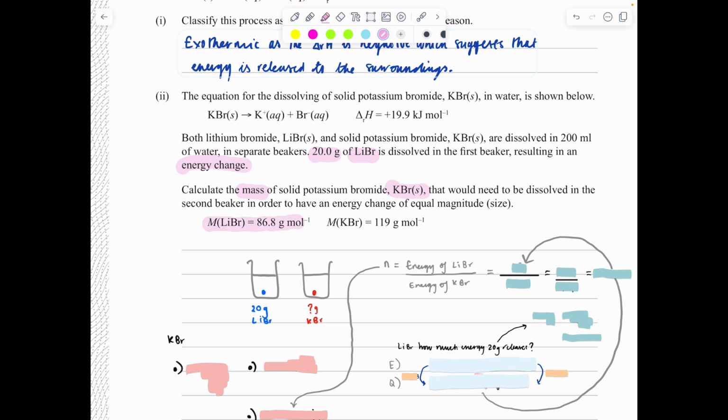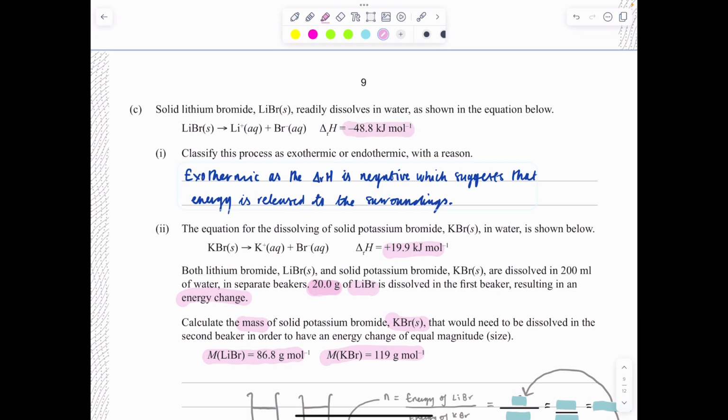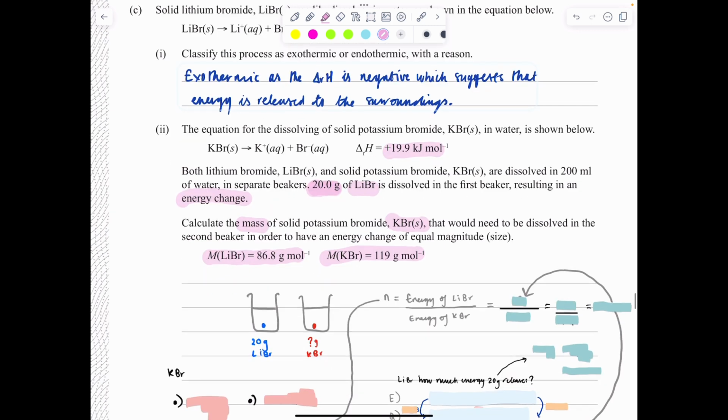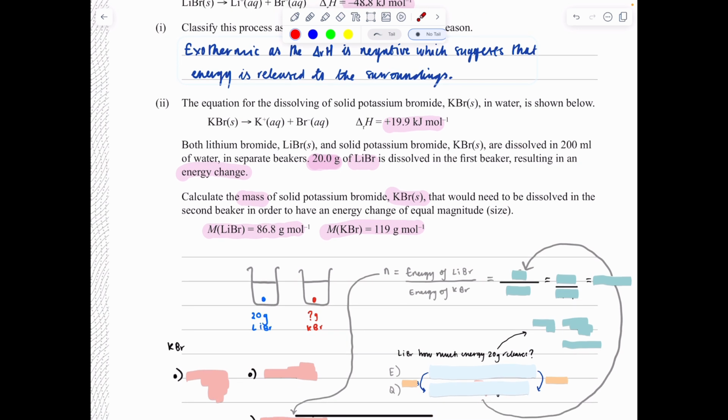So we've been given the molar masses, we've been given a mass over here, what to do. We've also got some energy values that we should take into consideration just in case. So I drew out this question because it is a little bit tricky to wrap your head around it. There's a lot going on here. So in one beaker we've got lithium bromide and we've got 20 grams of it. In another beaker we've got potassium bromide, but we don't know the mass of it, okay? So we're going to have to find the mass of potassium bromide.